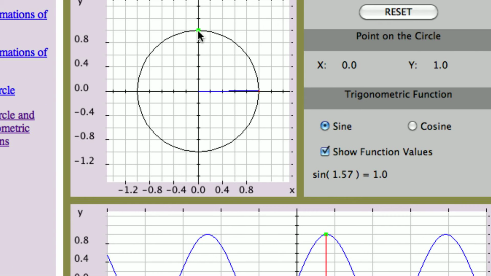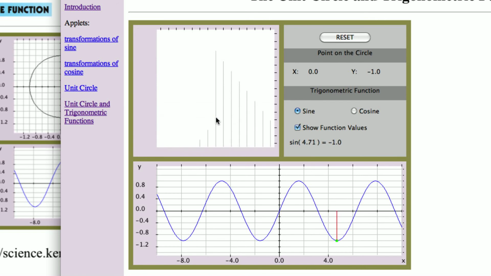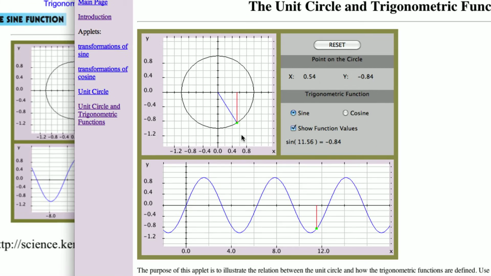So this guy, starting here at 0, is 0 up, and then as we increase our angle, this goes up to 1, and then down to 0, and then down to -1, and then back up to 0, right? And it just keeps repeating that pattern as we go over and over again, right?